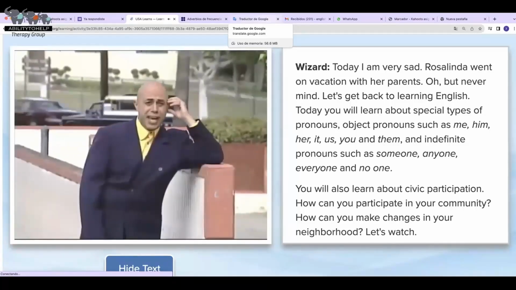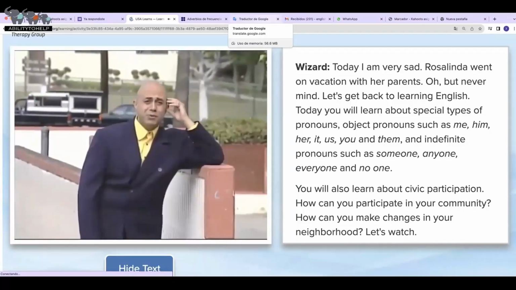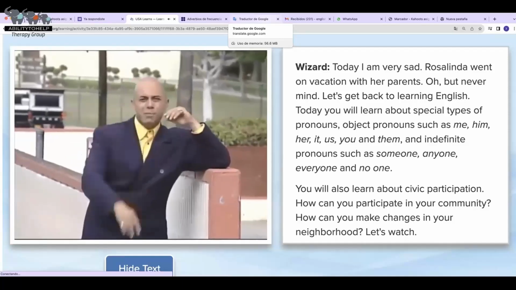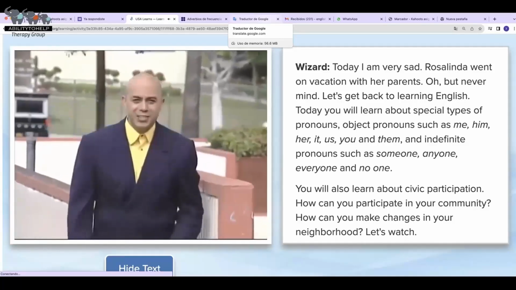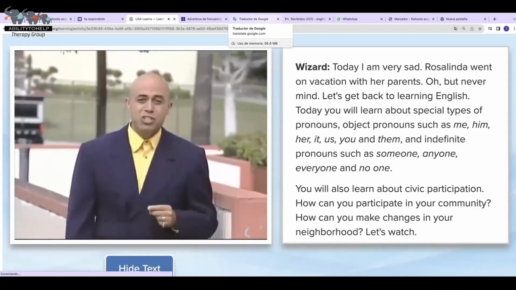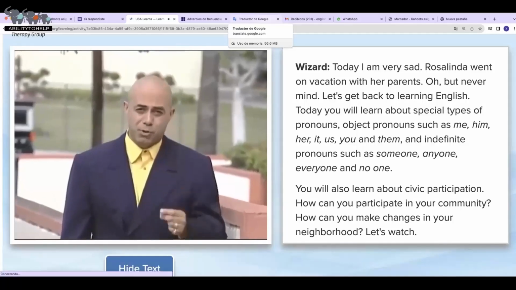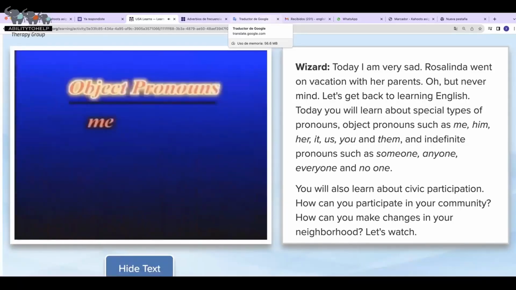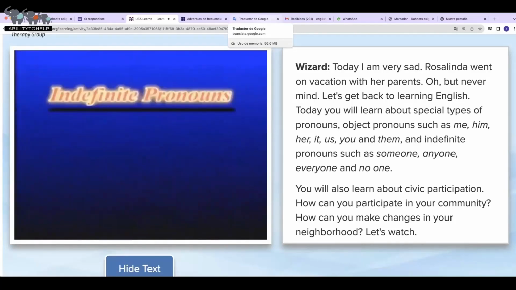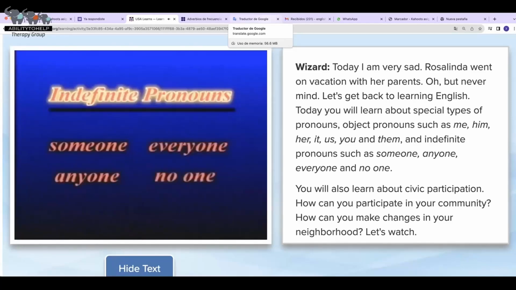Today I am very sad. Rosalinda went on vacation with her parents. Oh, but never mind. Let's get back to learning English. Today you will learn about special types of pronouns. Object pronouns such as me, him, her, it, us, you, and them. And indefinite pronouns such as someone, anyone, everyone, and no one.